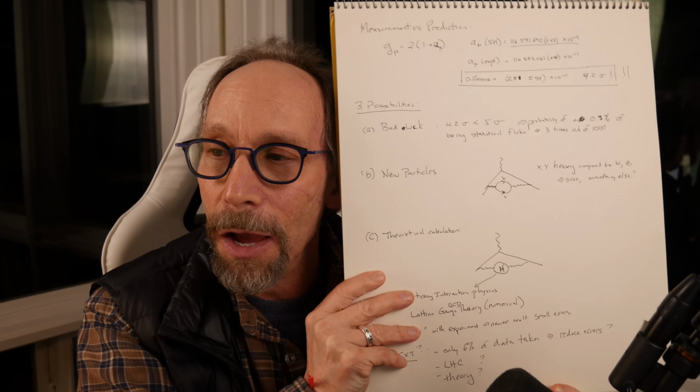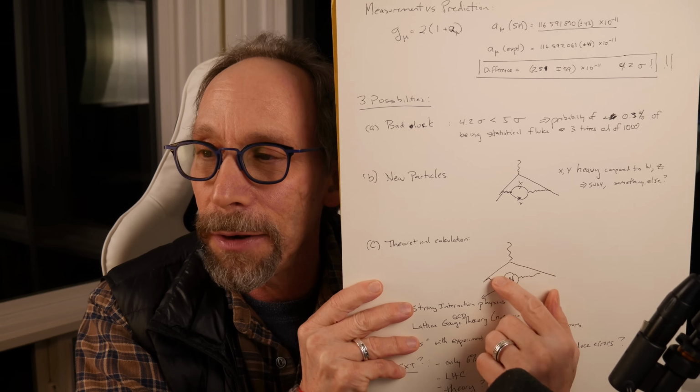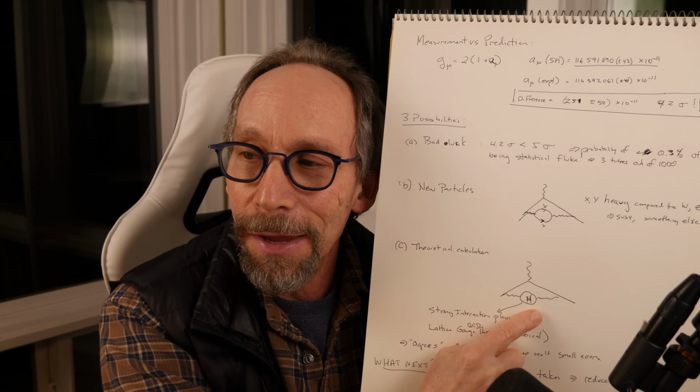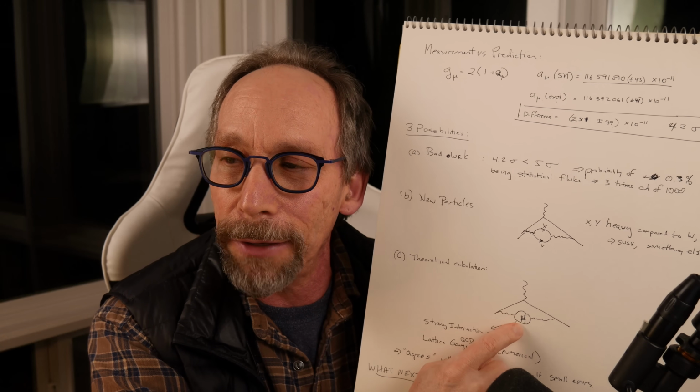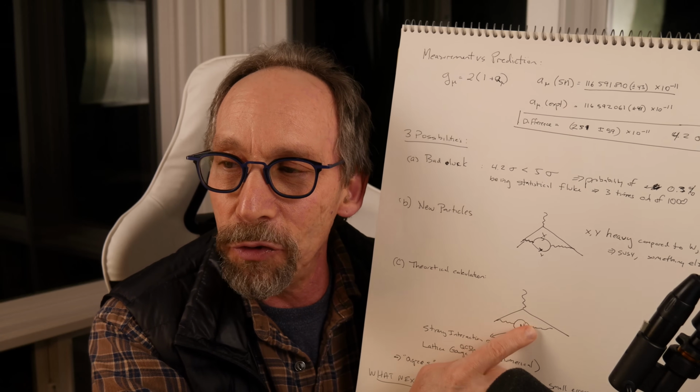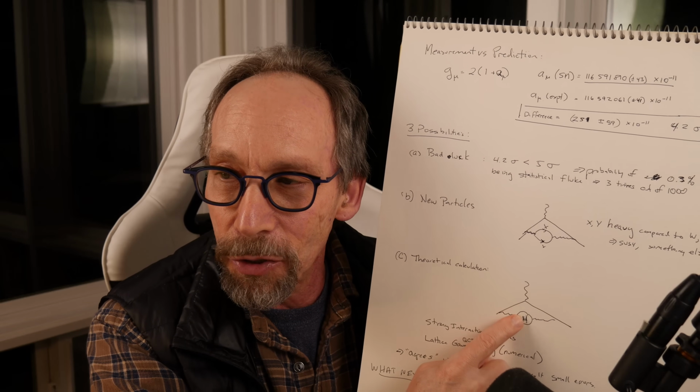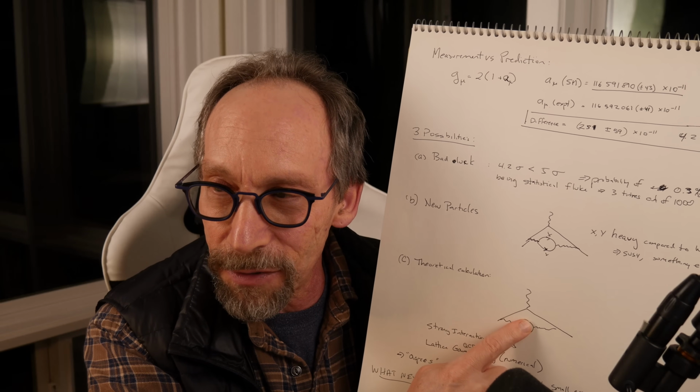The last possibility is bad luck theoretically. Because remember, I told you that the biggest uncertainty in calculating the magnetic moment of the muon comes from this. I'll use this finger because that's more used to doing this now. Comes where the photon turns into quark and anti-quark pairs, and you have to use strong interaction physics to predict, to calculate this effect.